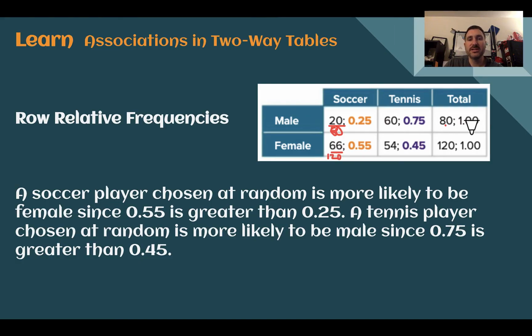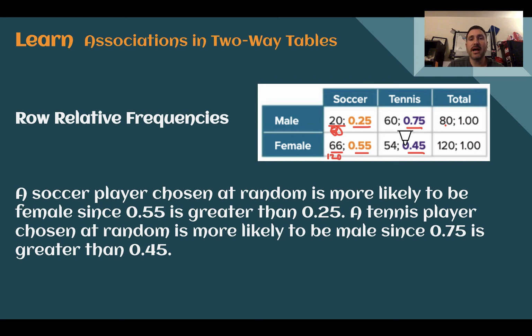So we can use these. If we end up with different values, then we can say that there is an association. So this is a very different value, 0.25 compared to 0.55. 0.75 is very different than 0.45. When all of them are different, we can say there's an association.